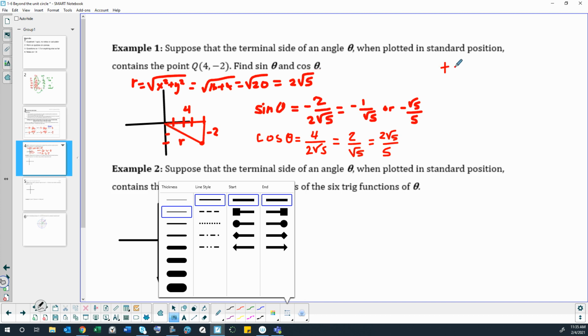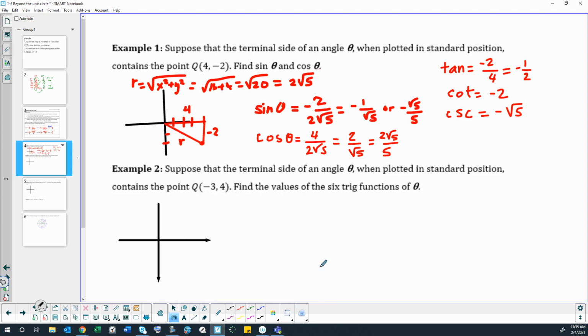Okay, tangent. It's just going to be y over x, so -1/2. So that means we should be able to do these others rather quickly. Cotangent is -2. Cosecant, we just need to take this unrationalized sine and do the reciprocal of that, so that'll just be the negative square root of 5.